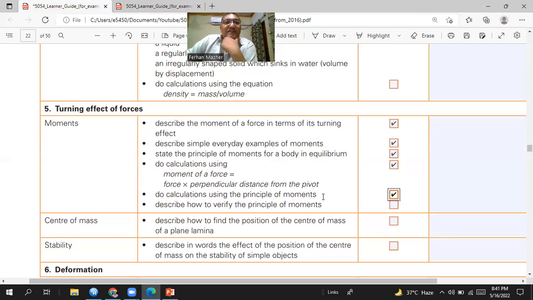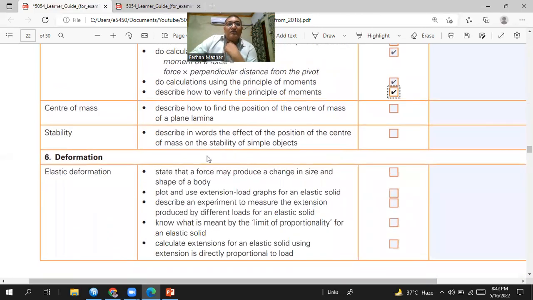Once the rod is balanced, then we check the distance of weight one from the pivot and the distance of weight two from the pivot. Let's say that distance is d1, this distance is d2. Then we see that the product of w1 and d1 is equal to the product of w2 and d2. So this proves that when the clockwise moment and the anti-clockwise moment are equal, the thing will be balanced. This is a very famous experiment. Many times it has come in Cambridge exams.